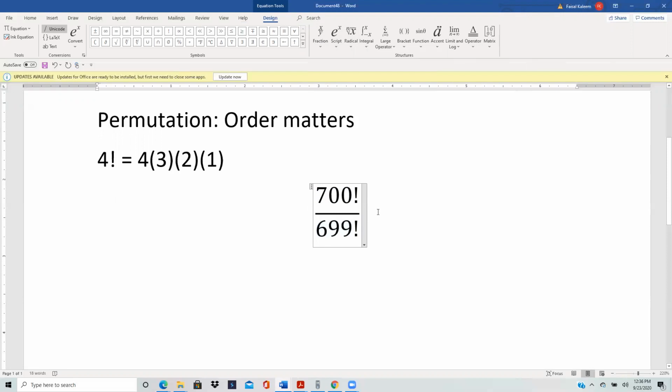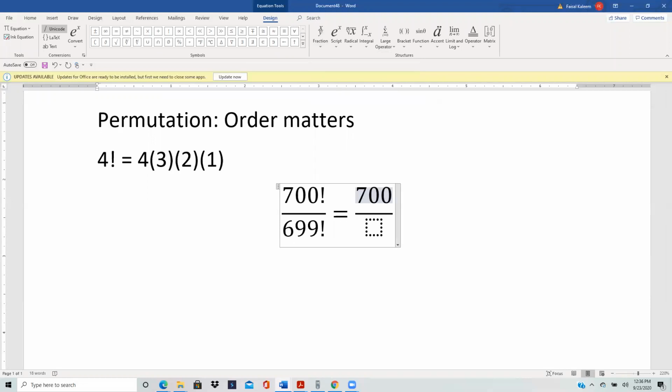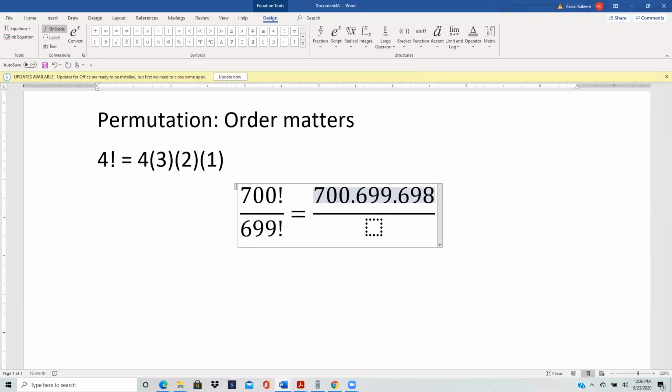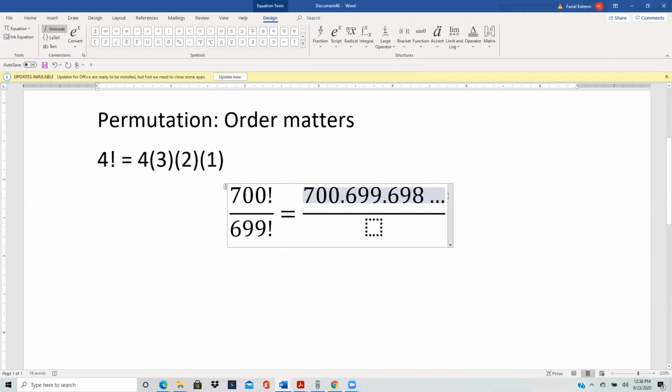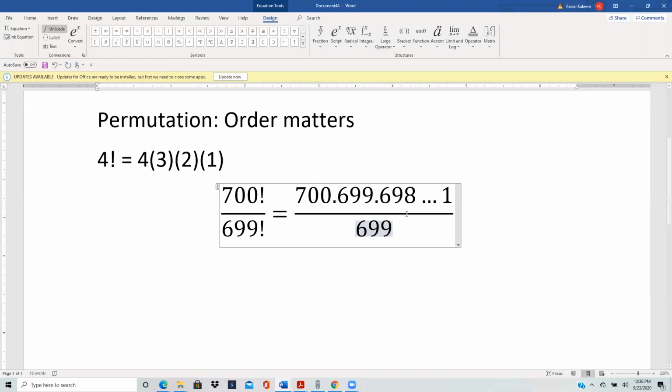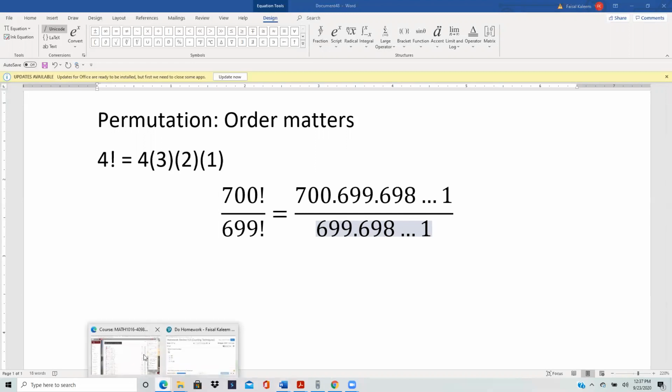Now, in a fraction like this, what you do is you start opening the bigger factorial. So 700 factorial will be 700 times 699 times 698 times so on, until you reach 1. Similarly, 699 factorial will be 699, 698, and so on until you reach 1. So now look what's happening. 700 is the only one that will survive. All the other terms will cancel out. 699s will cancel out, 698s will cancel out, and so on. So you will end up with just the 700. So the answer for that is 700.